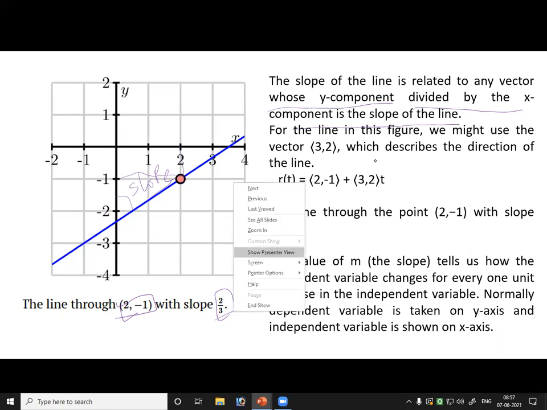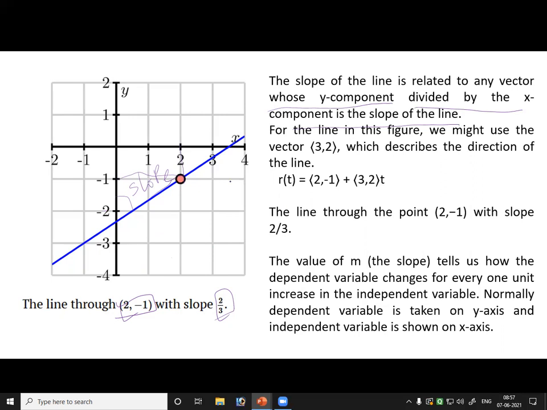What is 2 by 3 here, my dear friends? 2 by 3 means what? On the x-axis it is 3 and on the y-axis it is 2. Approximately this is the slope, 2 by 3. This is the y-axis and this is the x-axis. The line through the point (2, -1) with slope 2 by 3. This is theta, this is the angle.